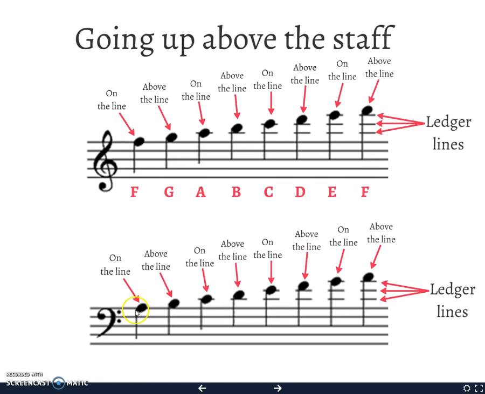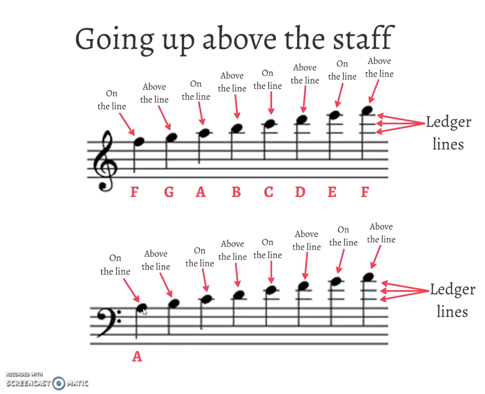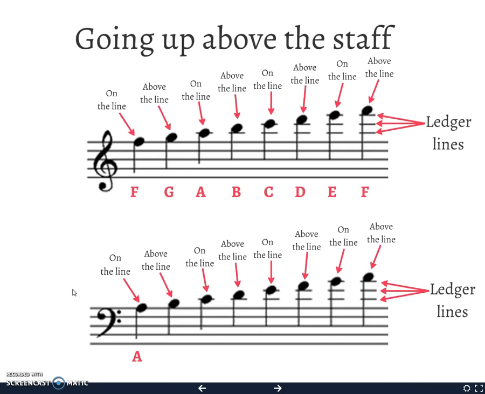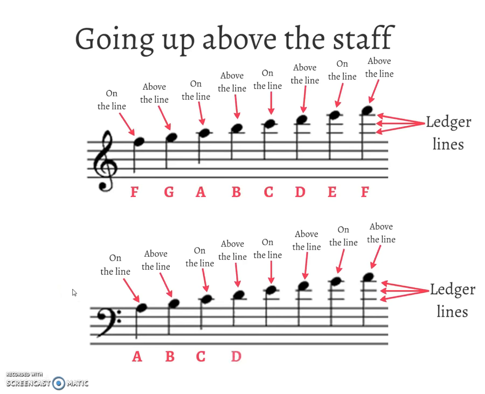What is this note name? We can count up from the bottom. G for George, G, A, B, C, D, E, F, G, A. Now we're going to go forward in the alphabet. That's easy. A, B, C, D, E, F, G, back to A. And we could keep going, and we would just keep going forward in the alphabet and adding ledger lines.